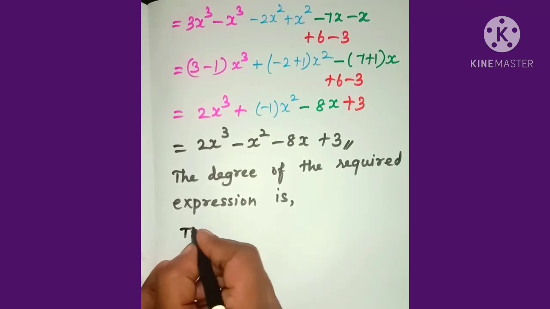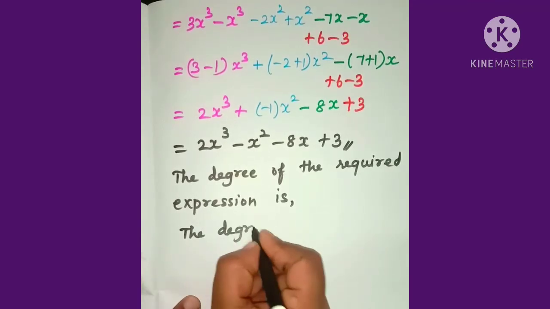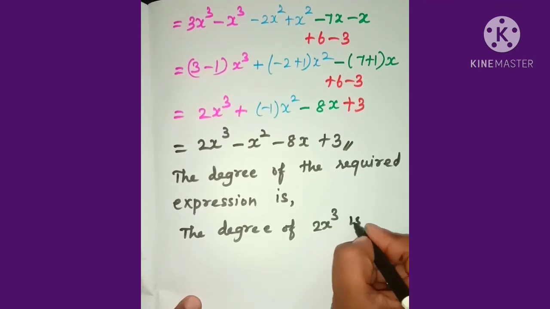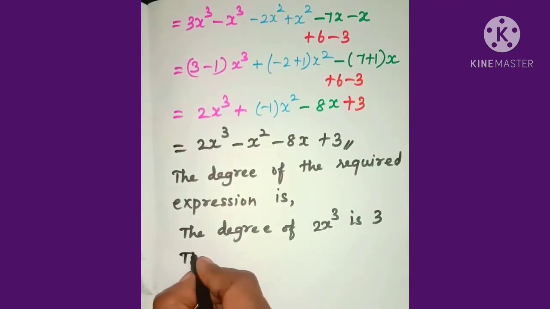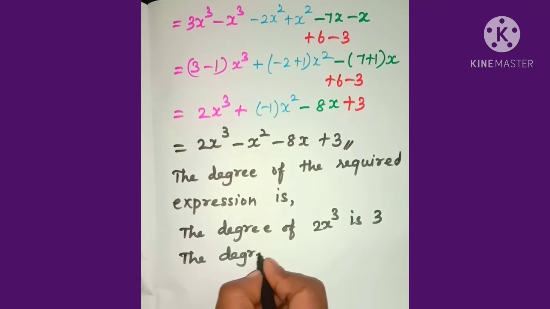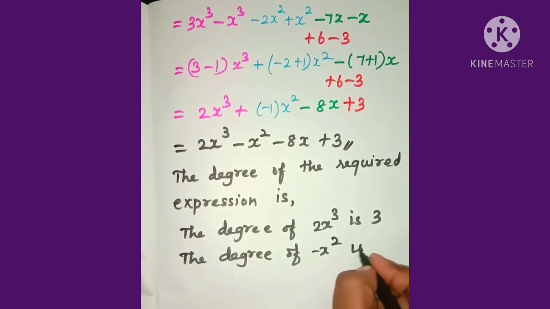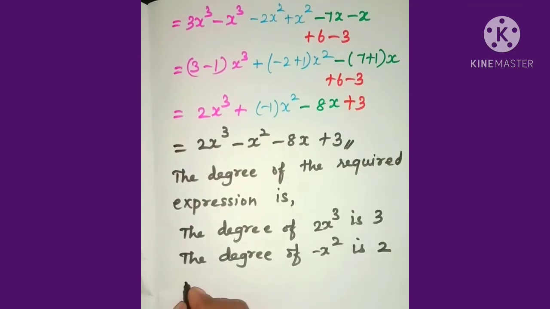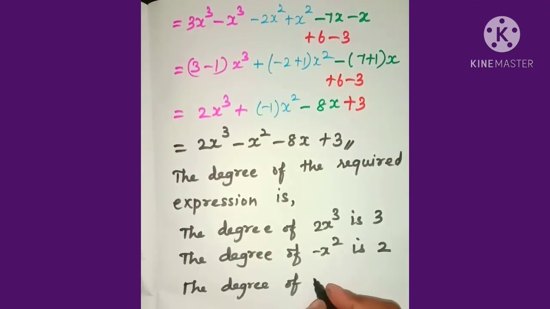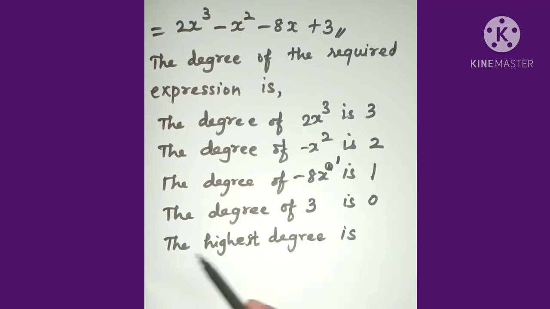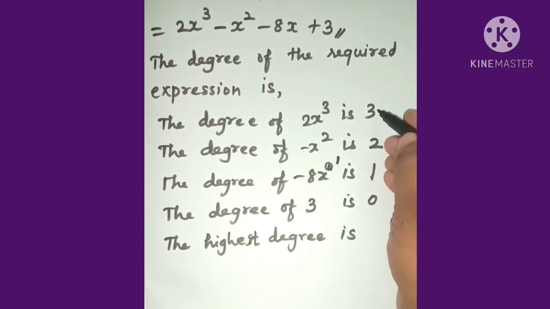So the degree of the first term 2x cube is 3. The degree of minus x square is 2, and the degree of minus 8x is 1. The degree of the constant term 3 is 0. So the highest degree is 3.